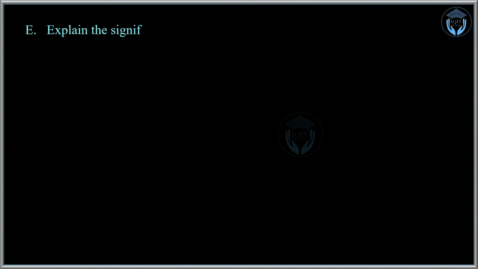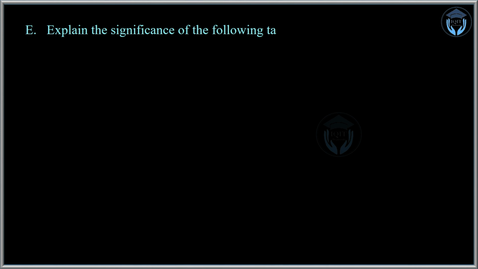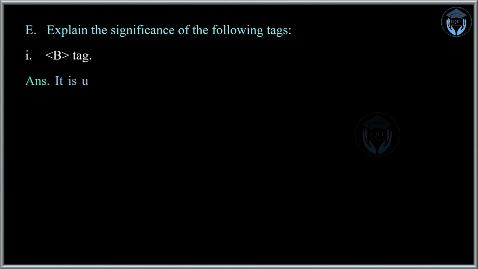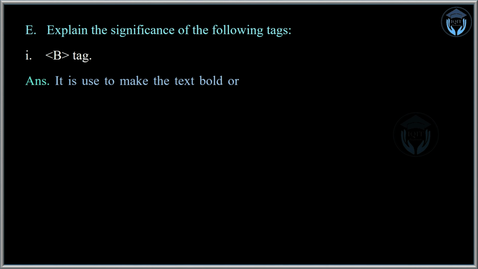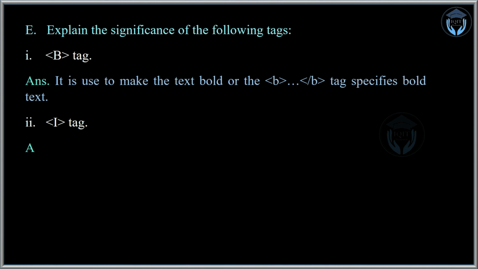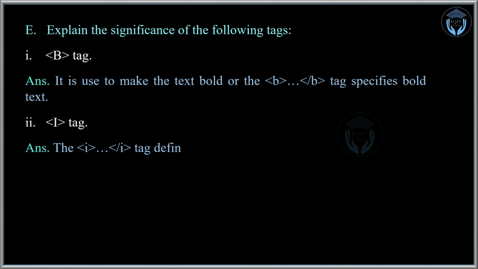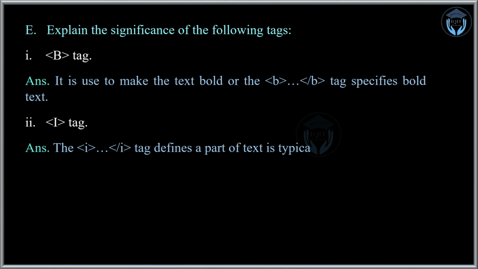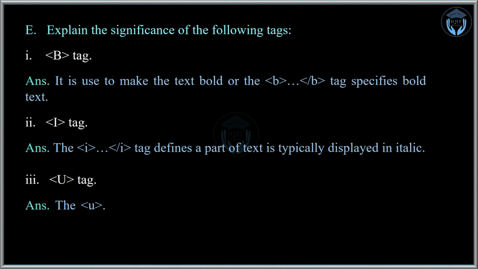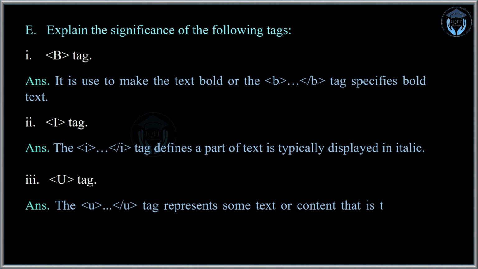E. Explain the significance of the following tags. 1. B tag. Answer. It is used to make the text bold. The opening and closing B tag specifies bold text. 2. I tag. Answer. The opening and closing I tag defines a part of text typically displayed in italic. 3. U tag. Answer. The opening and closing U tag represent some text or content that is typically displayed with an underline.